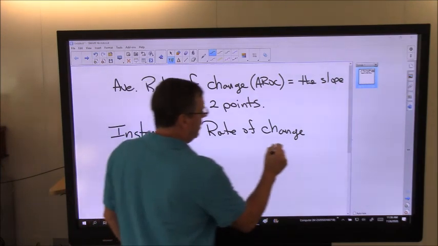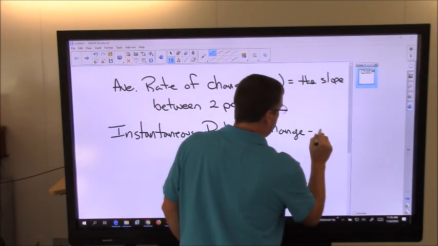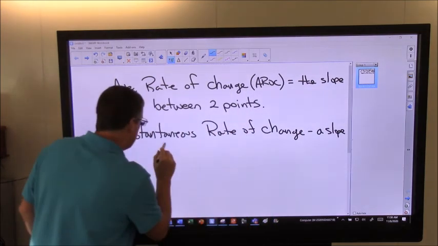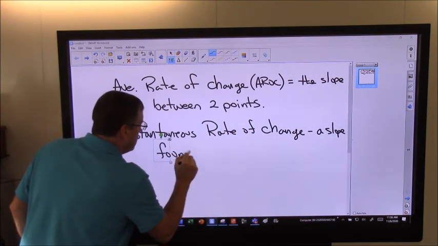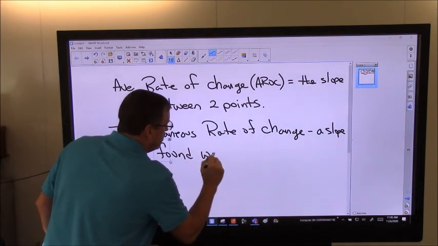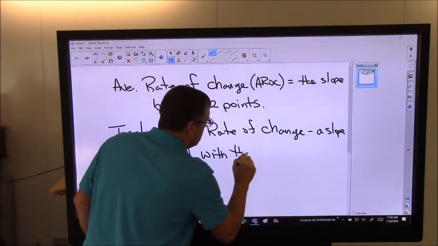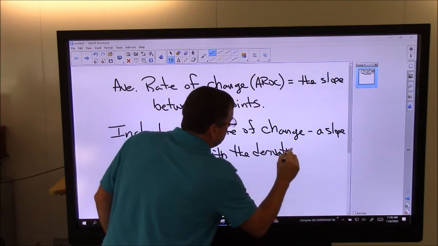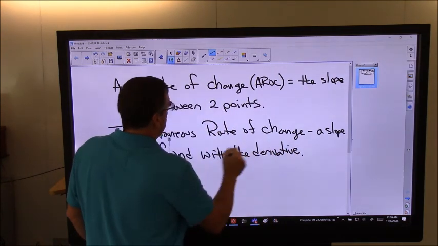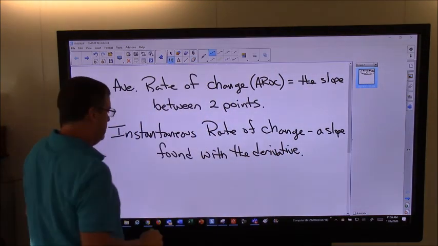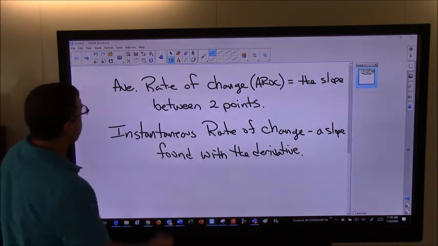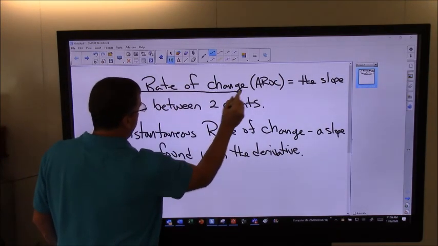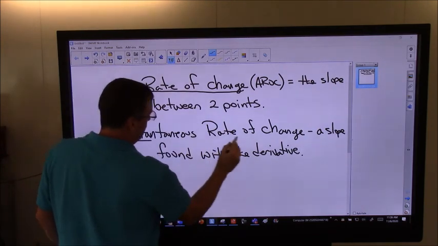So an instantaneous rate of change is a slope found with the derivative. So we just want to keep those two things straight. Average rate of change, instantaneous rate of change.